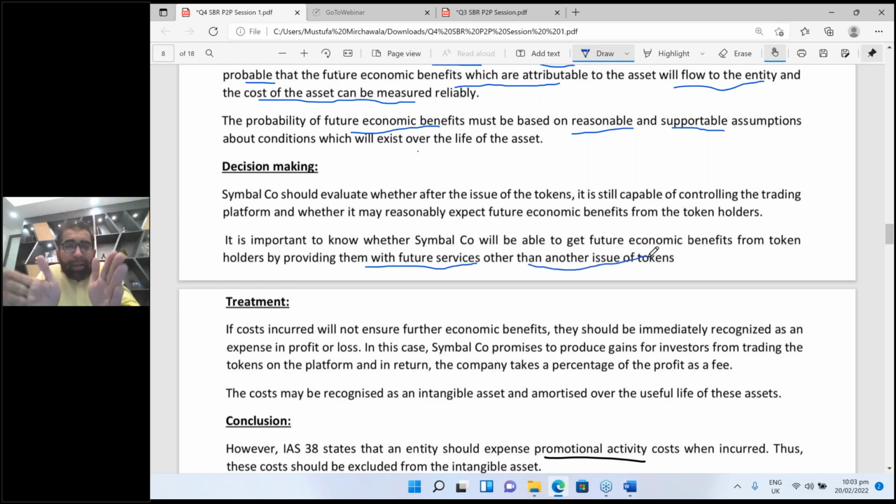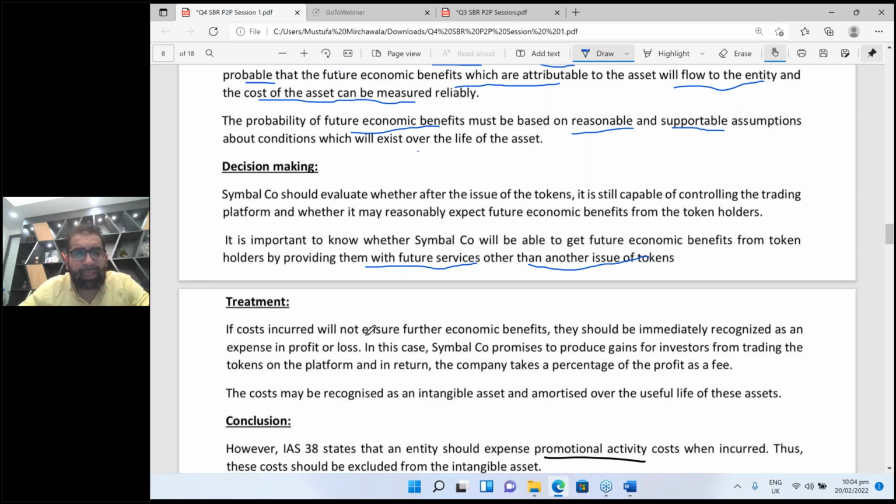It means, in the beginning we are giving them tokens and we are taking money, and after this the trading platform will work. They will buy and sell these tokens in the trading platform. That's a separate activity, and then the trading platform will make us earn. We'll get the profit share from the trading platform. So it's a separate economic benefit from the trading platform. That's why the development cost of the trading platform may be capitalized.